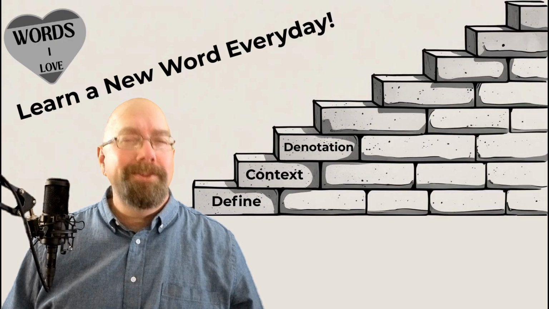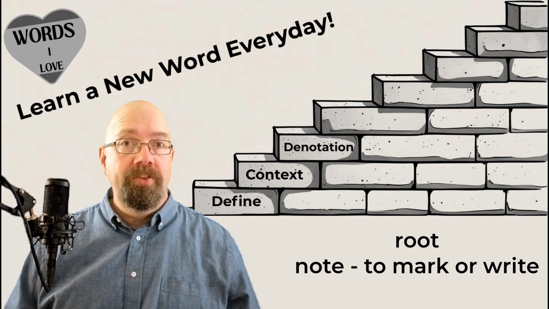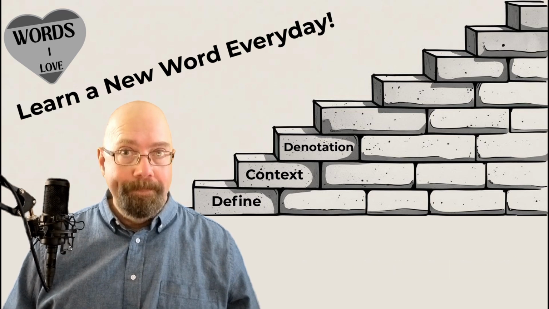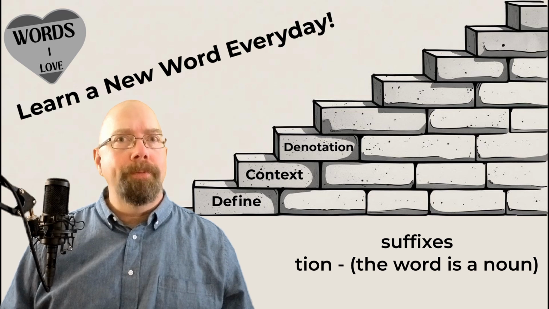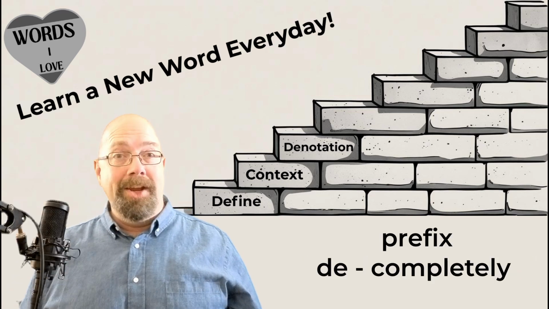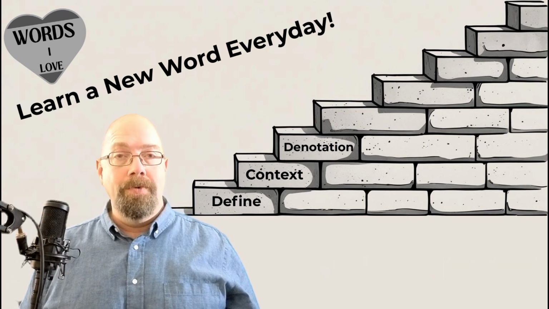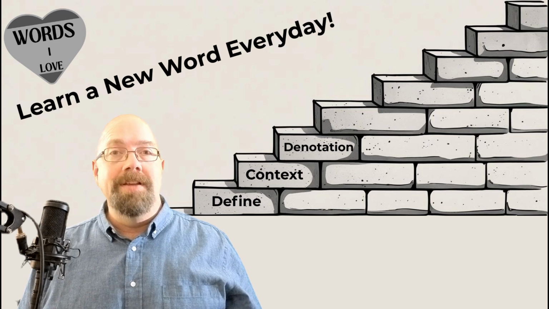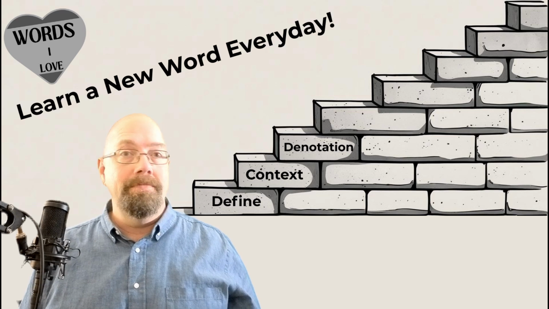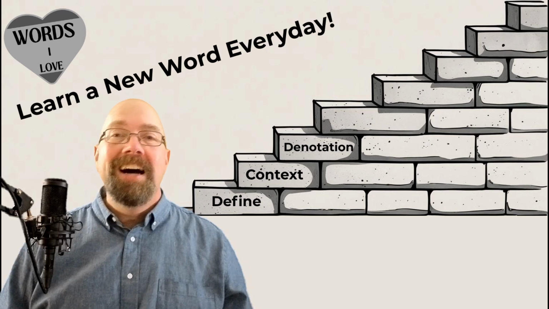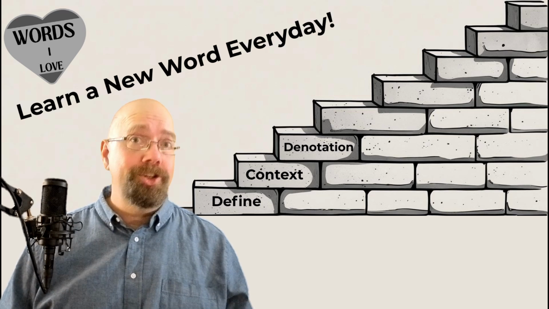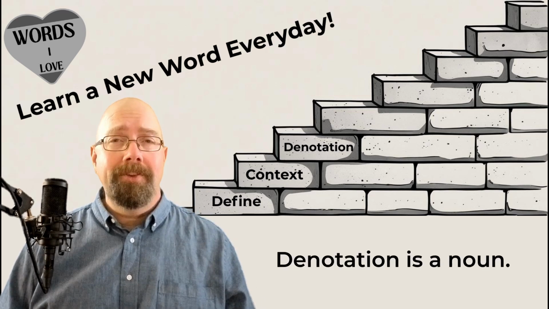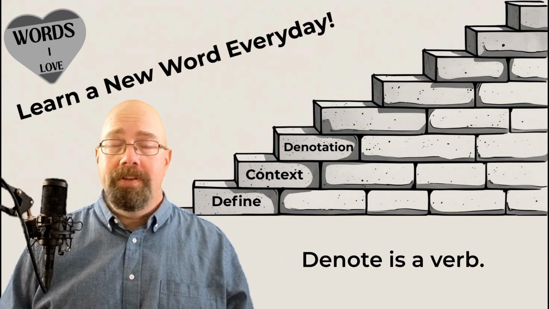Denotation. Let's break it down. Note is a thing that you write down. Ation is a suffix that makes a verb into a noun. De here means completely, so denotation is completely write down everything about a word. A denotation of a word is the dictionary definition of the word. Denotation is a noun. Denote is a verb.